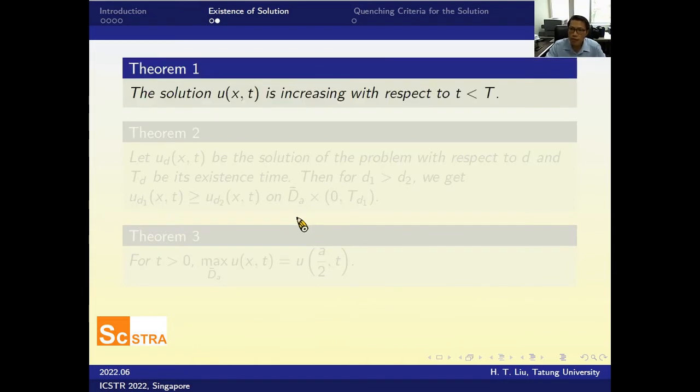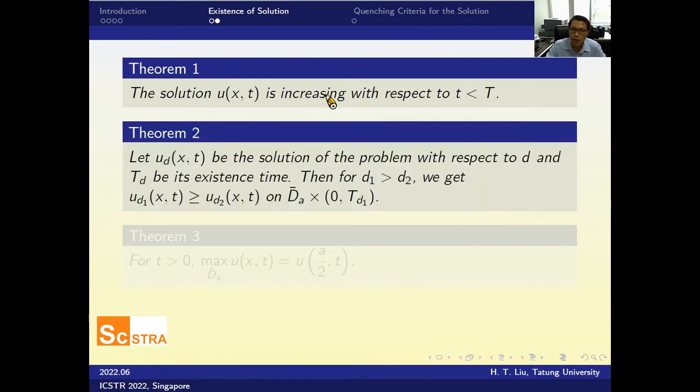Now, the first theorem we have is that the solution u satisfying the equation we mentioned before is an increasing function with respect to t strictly less than capital T. So it means that during the existence time, the solution is increasing with respect to the time t. Now, since we have the energy source inside the system, the temperature rises, which seems to be very logical.